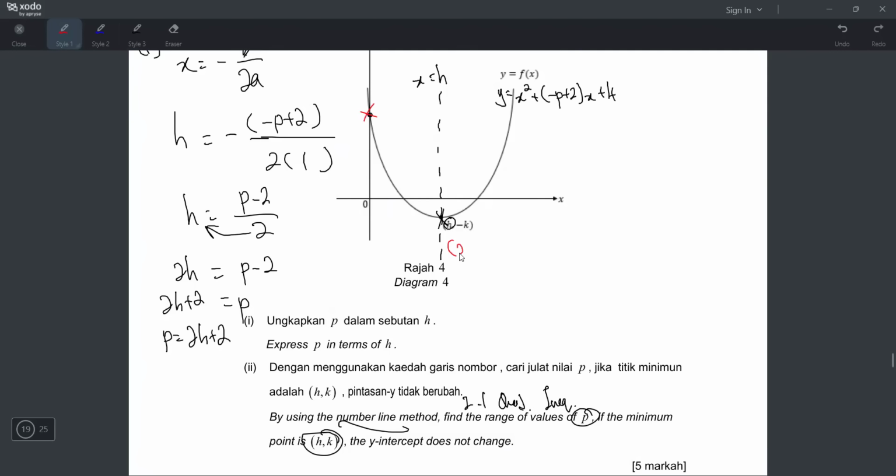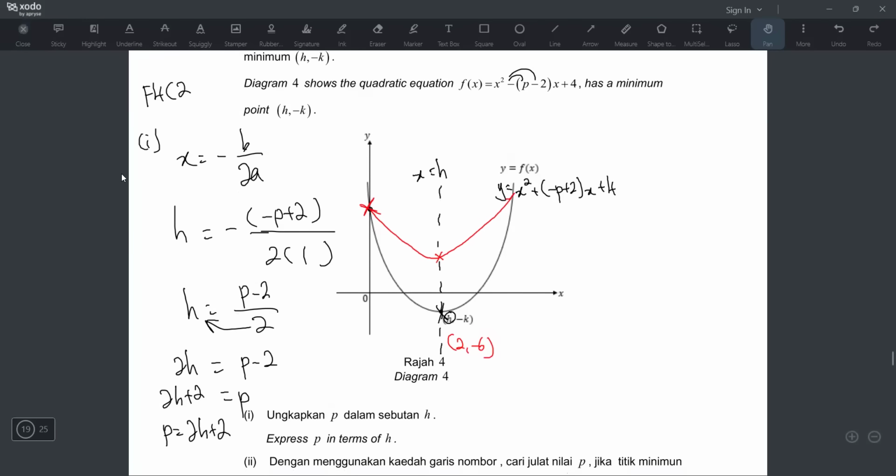So for example, let's say this one is 2 negative 6. But it changed to HK, so it becomes 2, 6 already. So 2, 6 is like up here already lah. Okay. So your new curve will be like that. Right? So the red color is your new curve. And they say using number line method, find the range of values of P if the minimum point is HK, the y-intercept does not change. Means the C never changed lah. The C never changed. What about the A? The A got changed. Yes, the A confirm will change.